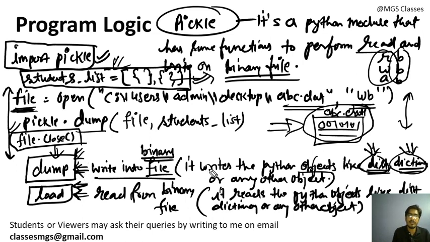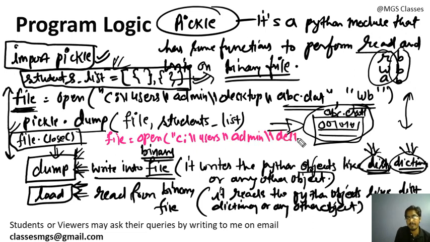Now if you want to read from this abc.dat file in some other file, then what you need to do, you need to read it from this abc.dat. How will you write this line to read? Understand, here you need to open the file first in read mode. To open in read mode, you need to pass the path, like Users, then you will write Admin, then Desktop, and then abc.dat.